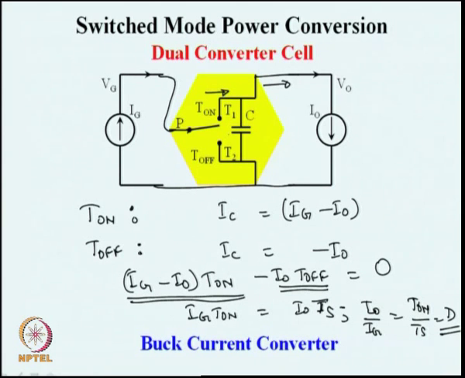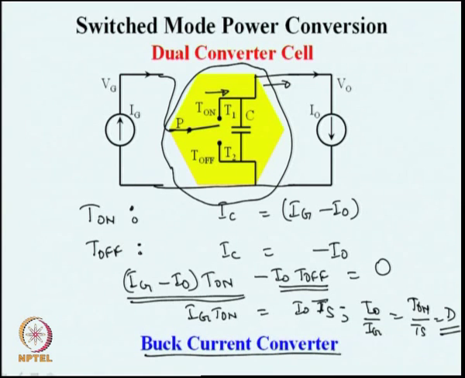The connection between the throws, poles and the capacitor are shown this way, and what we have seen here in this hexagonal box is our switch cell. The switch cell consists of one single pole double throw switch and one capacitor connected as per the circuit laws. This is a buck current converter.